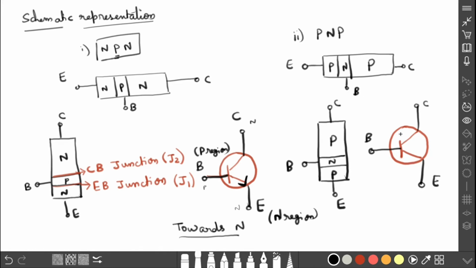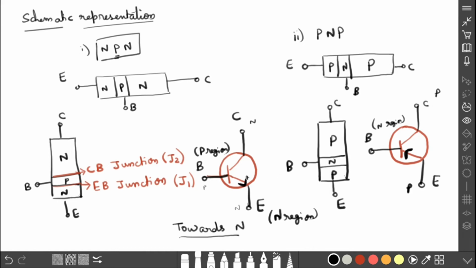So in this case, what will happen? N is at the center, base is the N region. So this is the N region, right? So the current flows from P to N. So here they will mention the arrow mark like this. Here it will be P, and this is also P. So by seeing this diagram, you have to identify that the flow of current is towards the base. So base should be N, so that it is a PNP transistor.